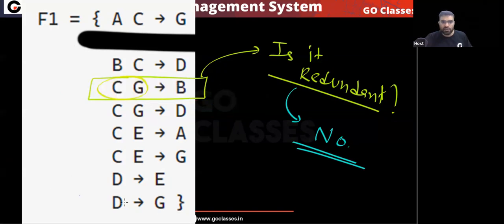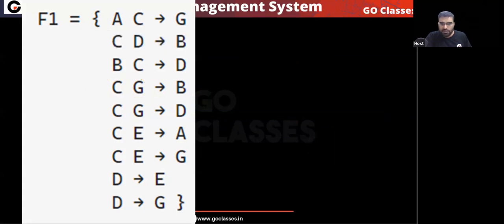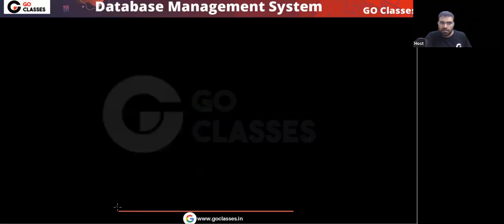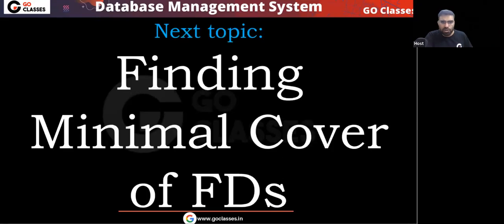So did you understand the concept? How to check if a FD is redundant or not? We have seen how to find extraneous attributes on the LHS. We have also seen how to check if a FD is redundant or not. Now our task is to find the minimal cover. Let me tell you the algorithm. The algorithm is so simple.